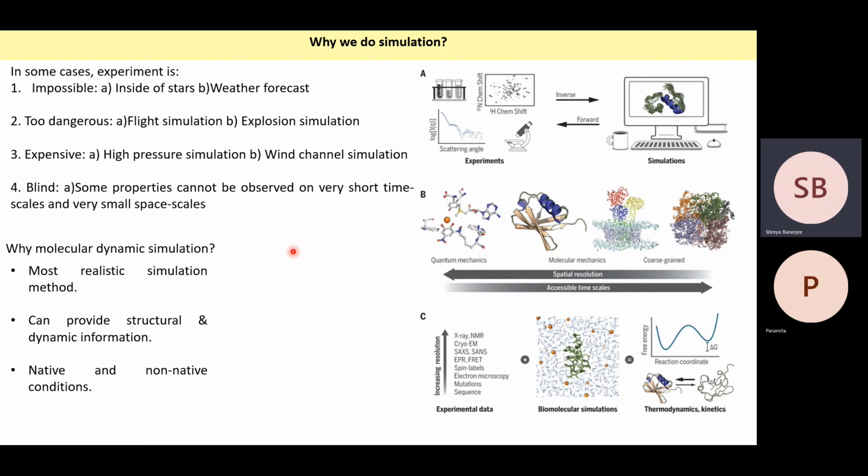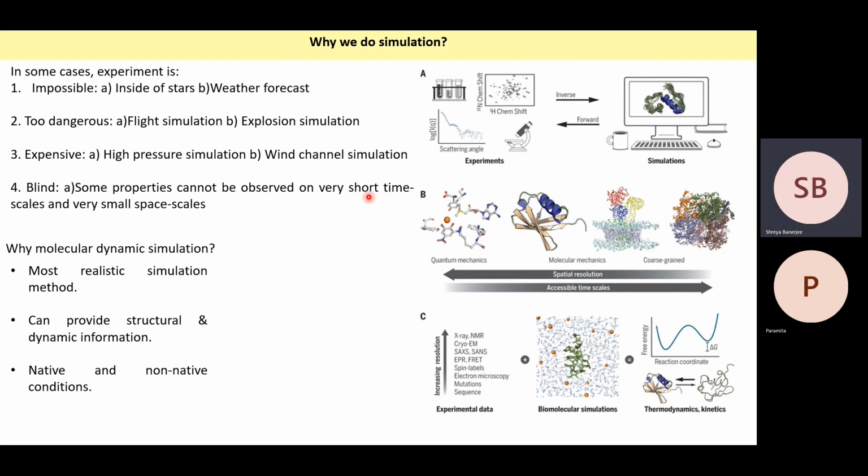Or we want to study something that is happening on a very short time scale or a very small area. So experiment cannot look into that very short time scale, or that very small area. So in these cases, simulation comes handy, because in simulations, the parameters are in your control.